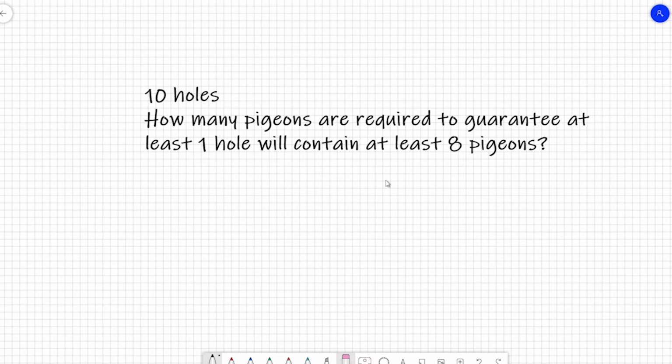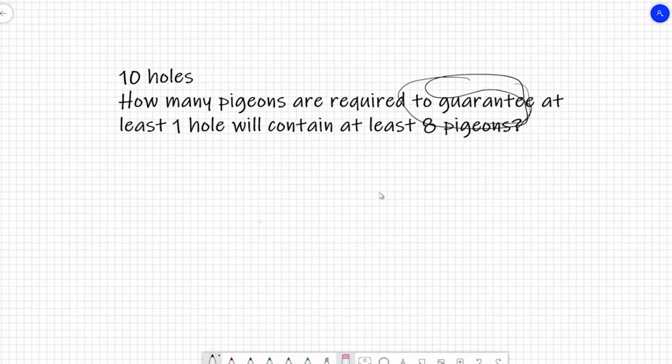If we have 10 holes, how many pigeons are required to guarantee at least one hole will contain at least 8 pigeons? Of course, it's possible to satisfy the condition of at least one hole containing at least 8 pigeons by just having 8 pigeons in one hole. That's possible, that's a satisfied condition, but it's far from guaranteeing it. So the key word here is guarantee.